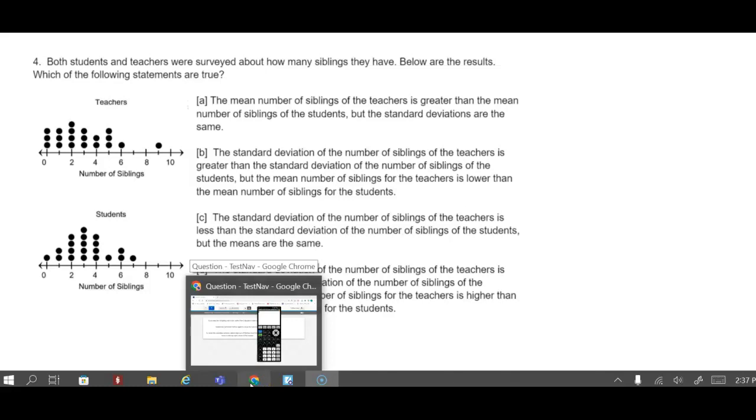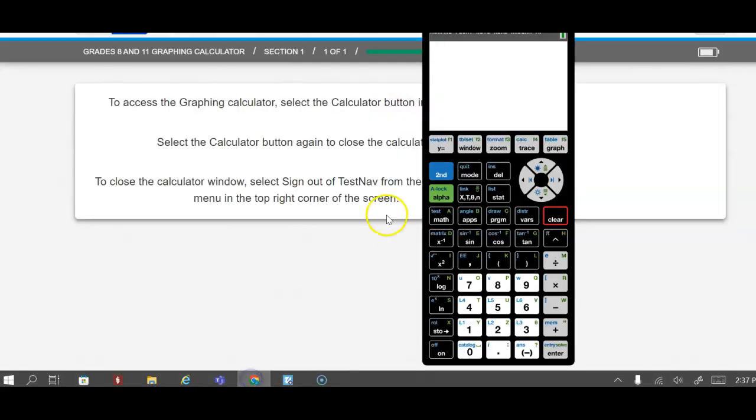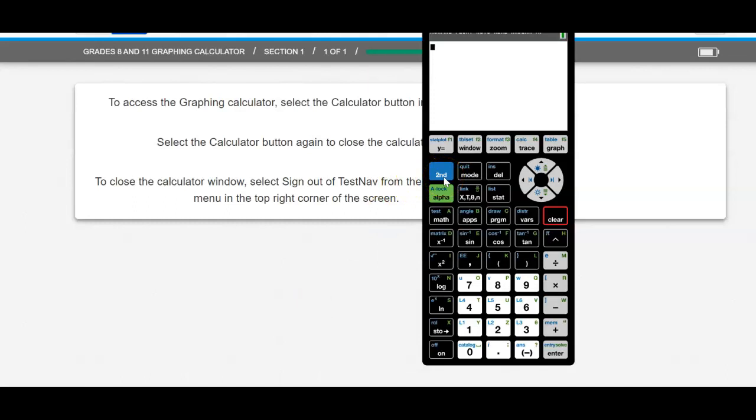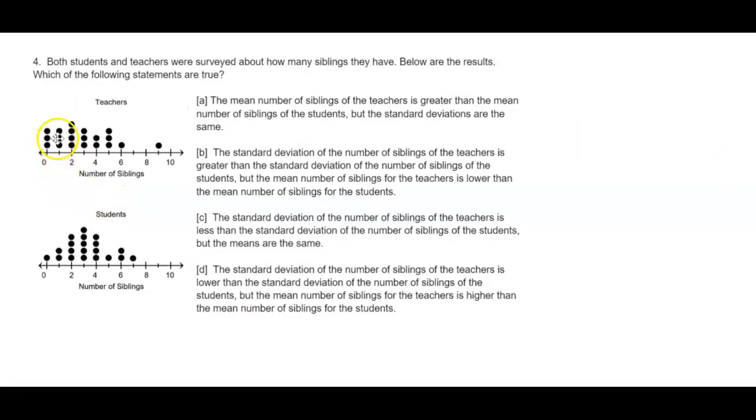All right, for the teachers, there were 3 teachers that said that they had 0 siblings. I wish this would pop up on top of my smart view. So again, I'm going to go to stat. I'm going to go edit my list. Right now there's nothing in it, so I don't have to clear it. I'm going to include the zeros just for the sake of clarity. So 3 teachers said that they had 0 siblings. Then we had 3 teachers that said they had 1.